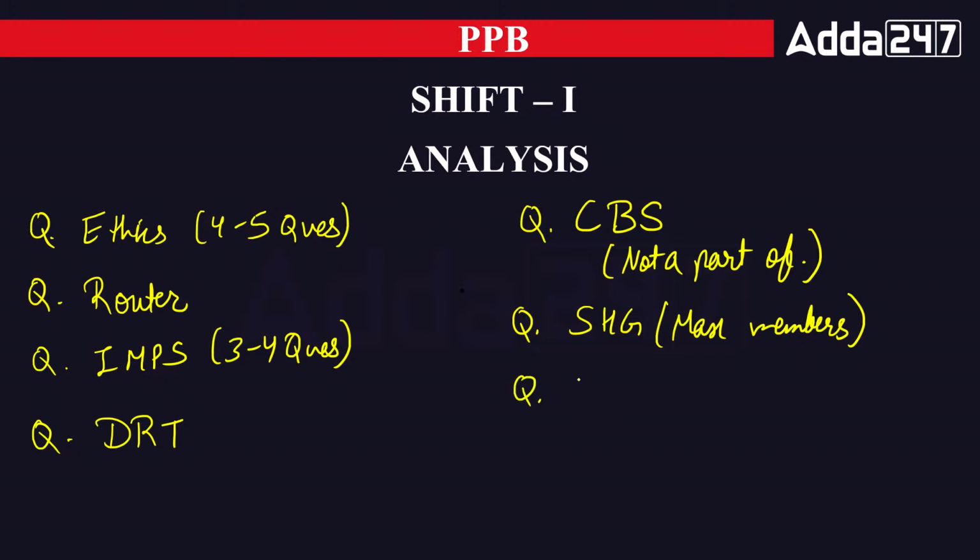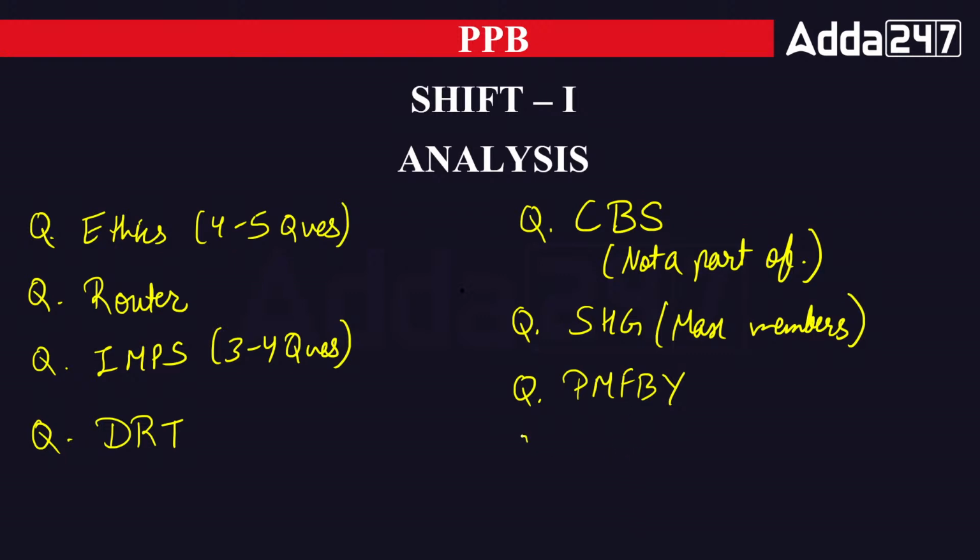Apart from that, Pradhan Mantri Fasal Bima Yojana has been asked. Fasal Bima Yojana is a crop insurance scheme that provides insurance to the farmers on the crop in case of natural disaster and pest attack. The premium for Kharif crop is 2%, for Rabi crop it is 1.5%, and for commercial crop, known as horticulture crop, it is 5%. So that's the premium under the Pradhan Mantri Fasal Bima Yojana.